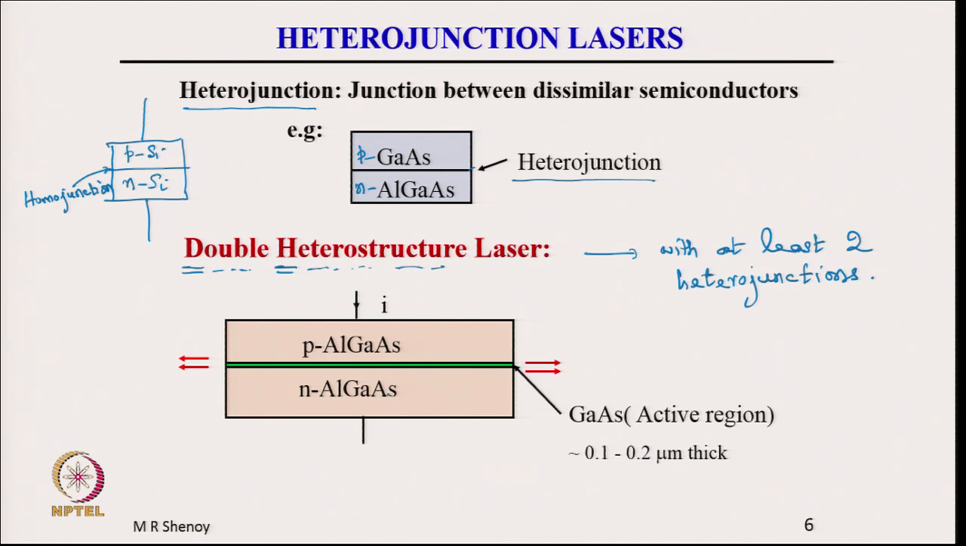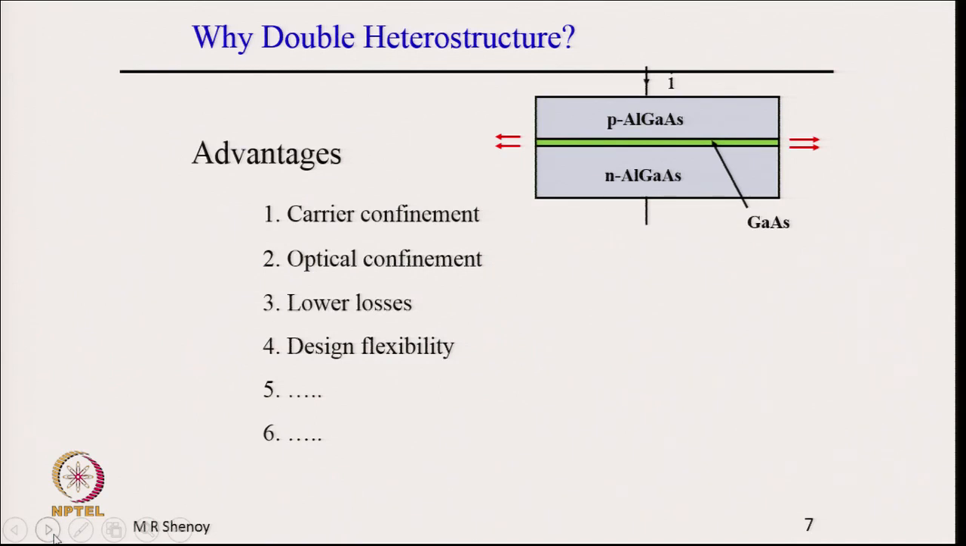So, in the simplest structure we see that there is N aluminum gallium arsenide, P aluminum gallium arsenide, and the intermediate layer is gallium arsenide. Therefore, we have one heterojunction here and the second junction here. So, there are two heterojunctions, and hence the name double heterostructure laser. It need not be a laser, it could be some other double heterostructure device, but we are interested in double heterostructure lasers, and that is why we are considering double heterostructures.